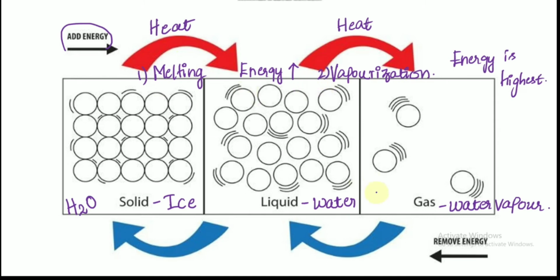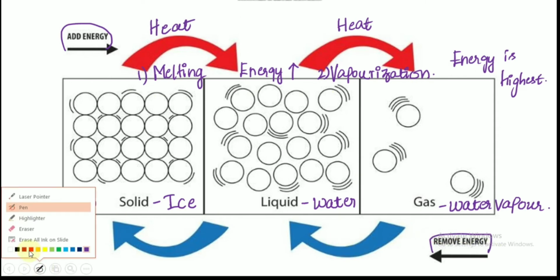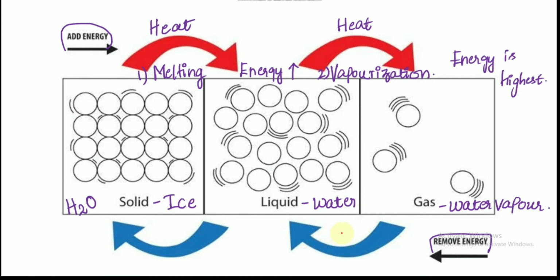Now I'm going to remove the energy. How am I going to remove the energy? I'm just going to cool it down. Let us see what happens. If I cool the gas, the water vapor, it gets converted to water again. This process is called condensation. The water vapor releases the energy outside, and it gets converted to water, so the energy is reduced.